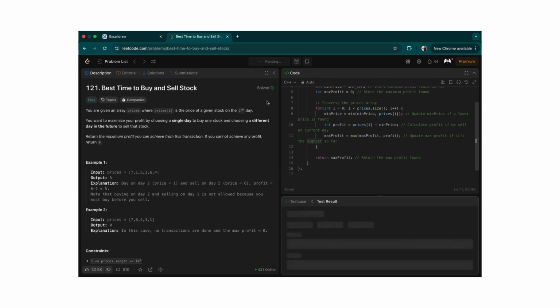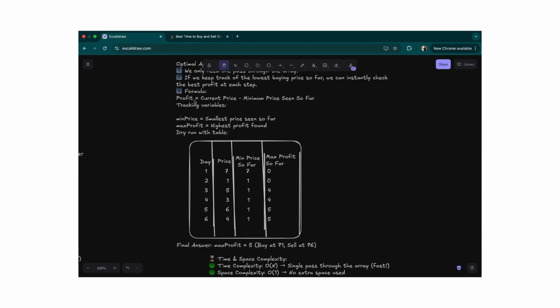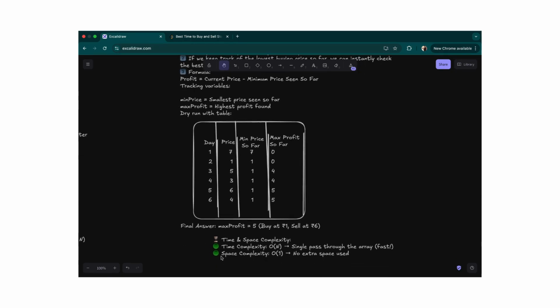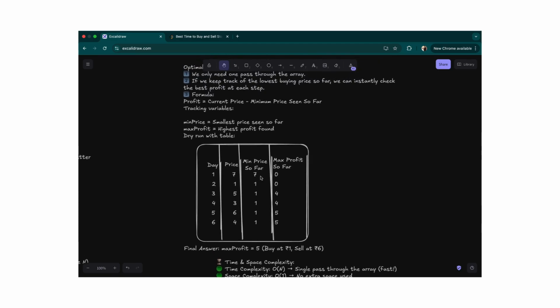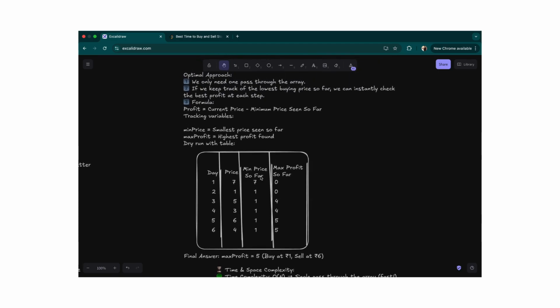So we can see the time complexity for this approach is O(n) only, because we are using a single pass through the array, which is fast enough, and the space complexity is constant. We are not using any extra space. So this is the optimal approach which the interviewer will like.